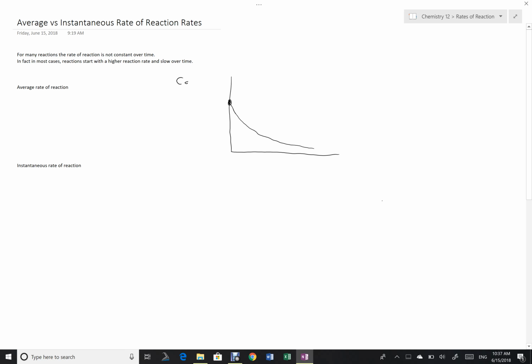So this would be the concentration of the reactants, and this would be time. What that means then is that the average rate of reaction and instantaneous rate of reaction are two completely different things. The average rate of reaction looks at the total change in the concentration of the reactants or the products over the total amount of time.